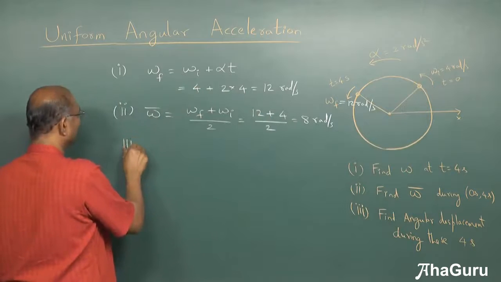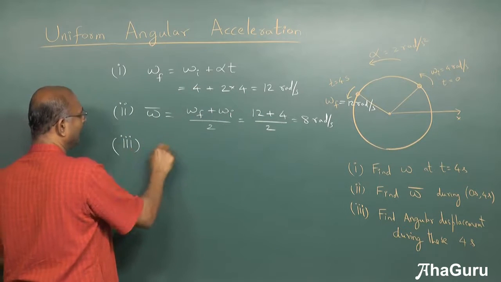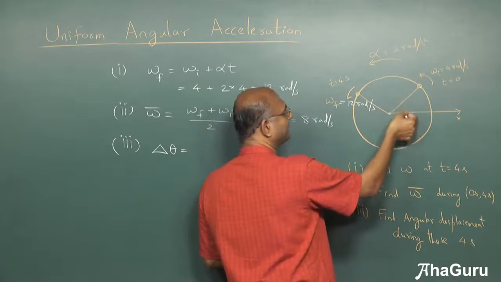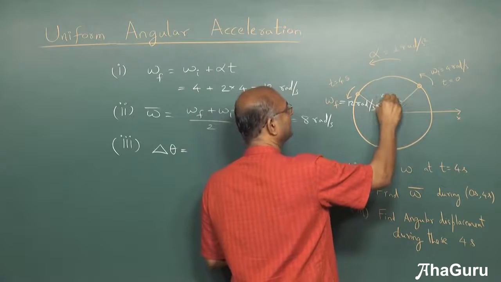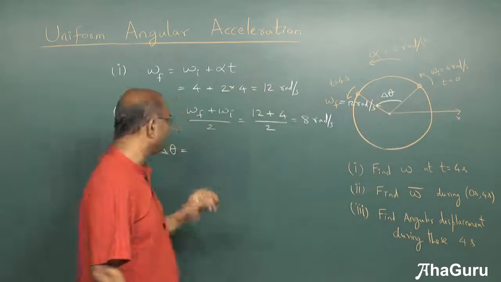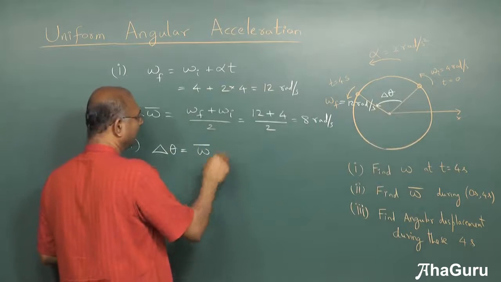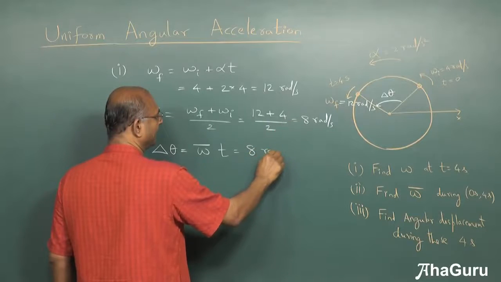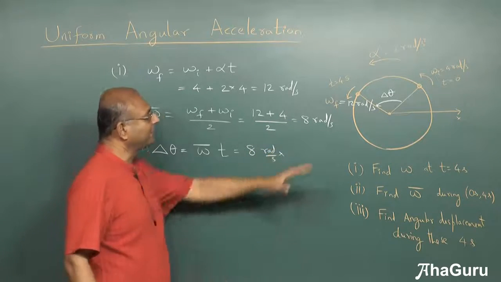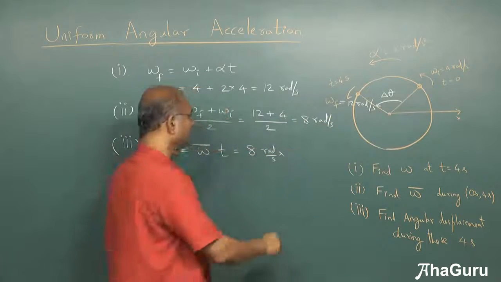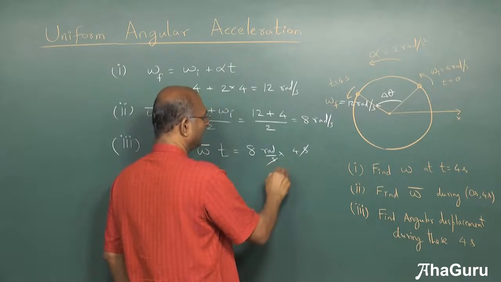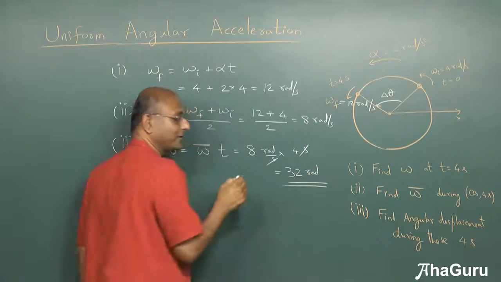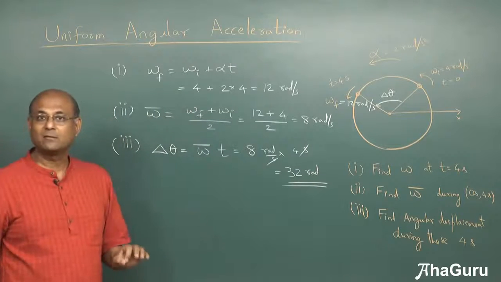Okay. Now let us look at what is the angular displacement, delta theta. Initial angular position is that, final is this. This is delta theta. We can directly write delta theta is average angular velocity into time. We already calculated average angular velocity is 8 radians per second. Time interval from here to there is 4 seconds. So if I multiply by 4 seconds, it basically is going to give me 8 into 4, 32 radians. So this is one way to calculate, where I am using average angular velocity.